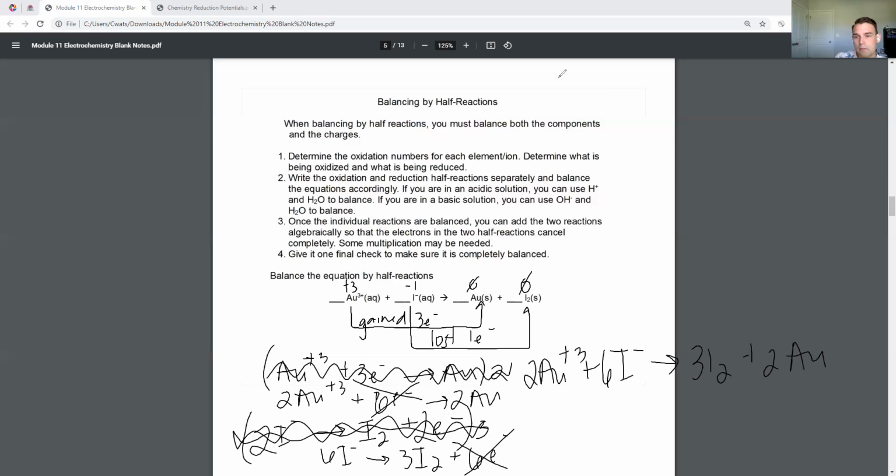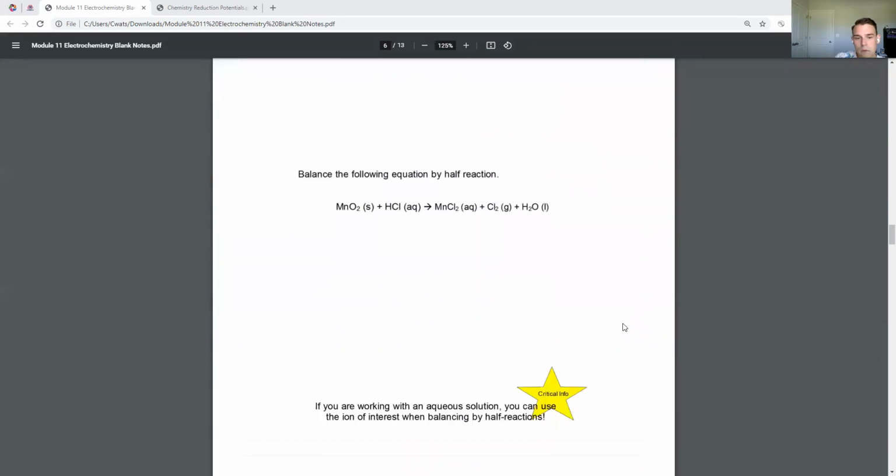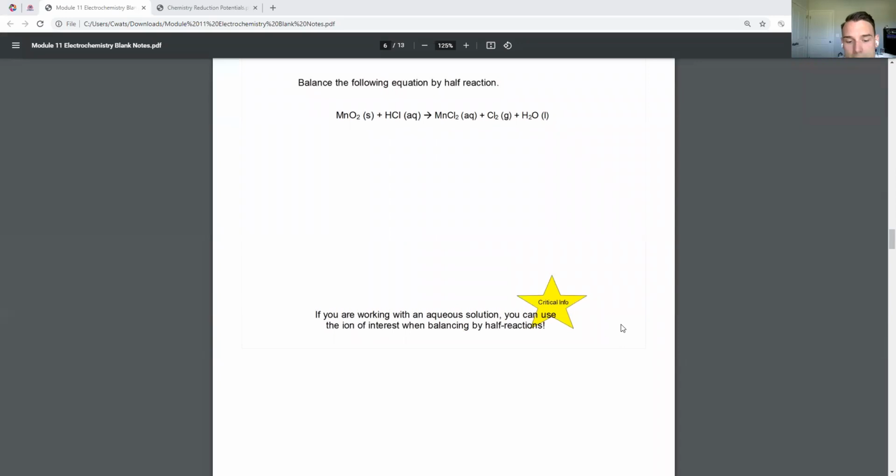Let's do a harder one. Okay. Balance the equation by the half reaction. So again, we're going to go through and give everything their oxidation numbers.